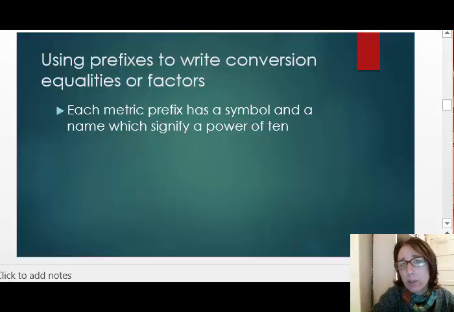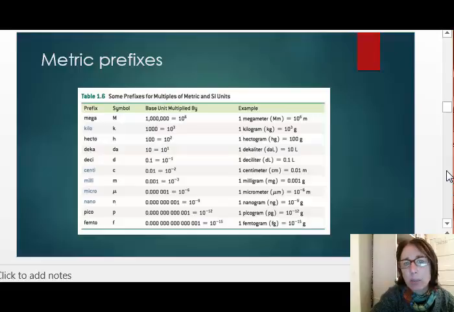One of the ways scientific notation will show up in chemistry is through the metric prefixes. We know that each metric prefix has a symbol and name which signify a unique power of 10. For this part of the lecture, you will need Table 1.6 from your text, so pause the video so you can turn to the table in your textbook.